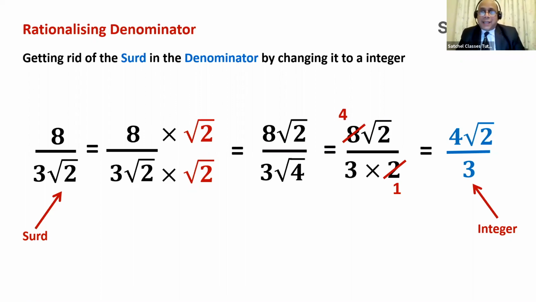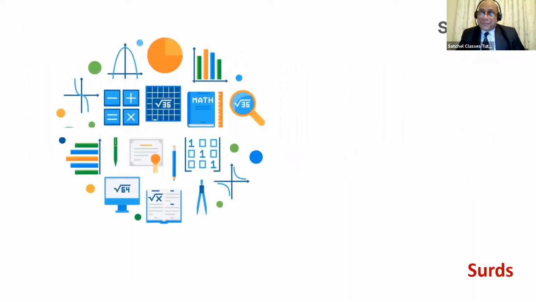Well, that's the end of this session on surds. I hope you understood the three things that we learned in today's session. First, we understood what surds are. Then we understood how to simplify surds. And finally, we learned about some calculations on surds, including multiplying, dividing, adding, subtracting, and the last bit, which was called rationalization, where we got rid of the surd in the denominator.